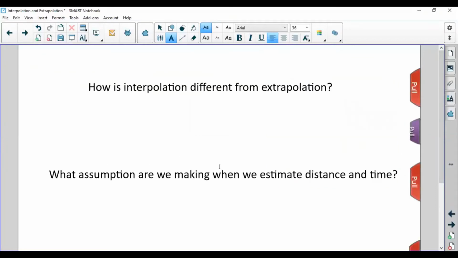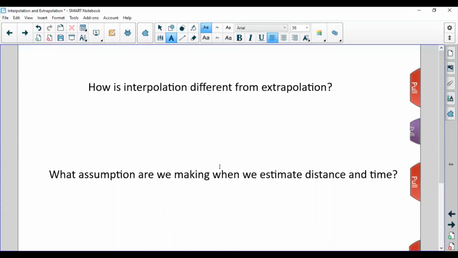How is interpolation different from extrapolation? Interpolation, think inside. Interpolation is inside your line. It's between 2 points. Extrapolation, think extra, exterior, so outside. It lies outside of my graph, and I must extend the line to estimate what the point would be.